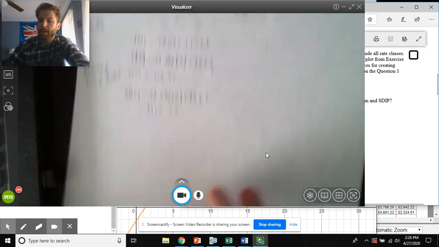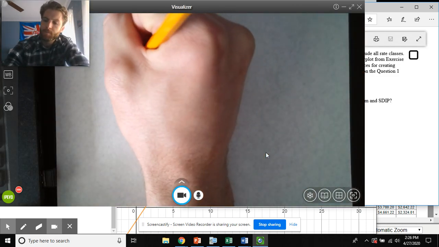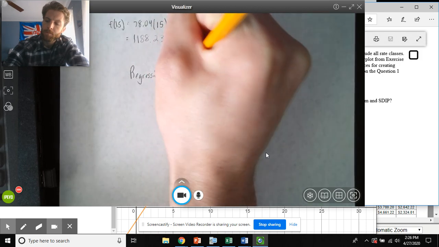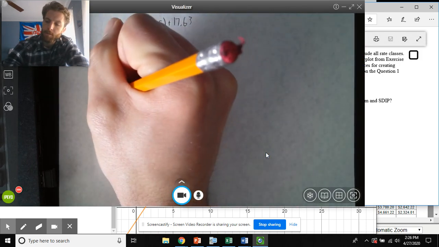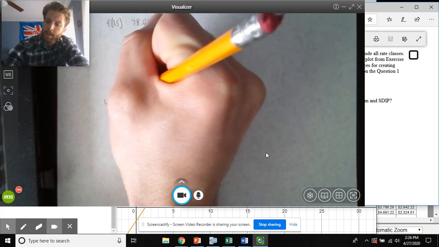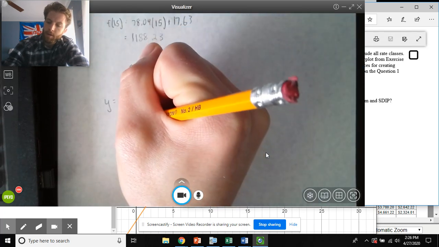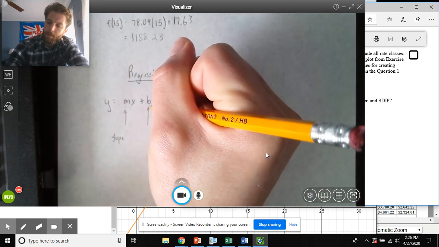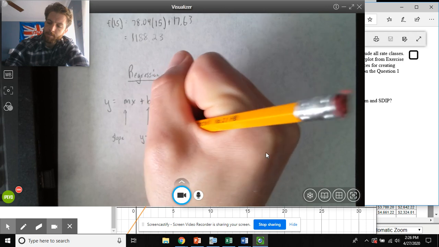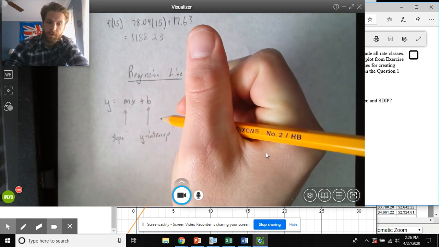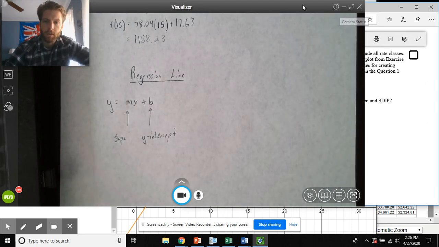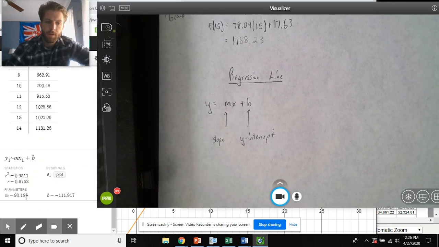Anytime you have a regression line, it's always going to be in the form y is equal to mx plus b, where m represents your slope and b represents your y-intercept. Those two pieces of information are given to you right here, your parameters, your m and your b.